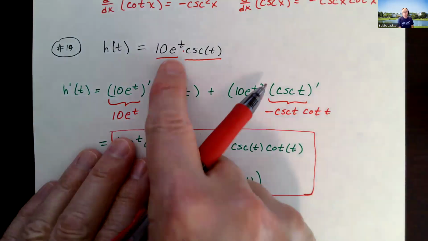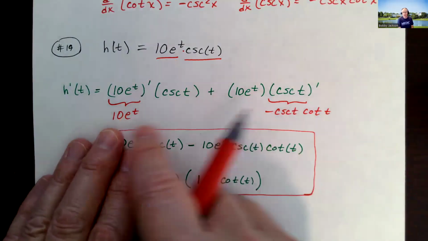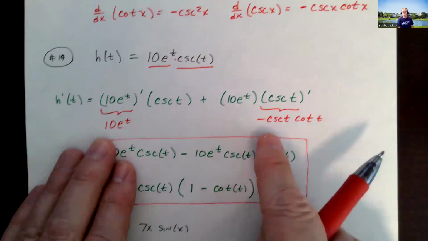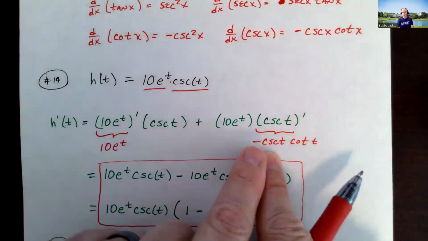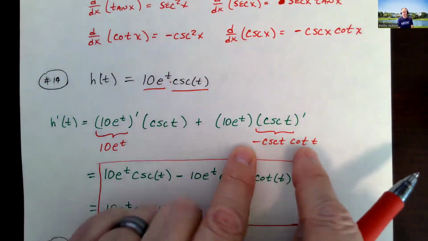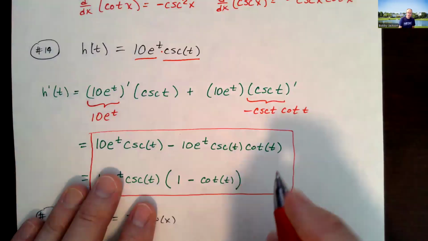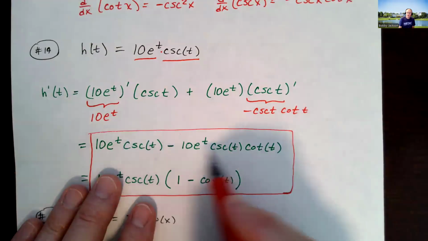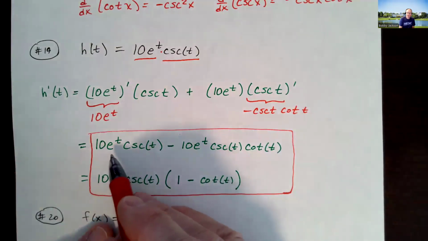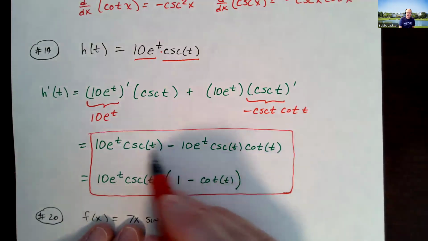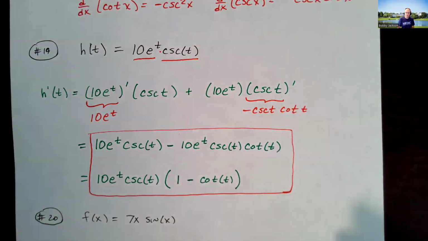Okay, so I take the derivative of the first function times the second plus the first times the derivative of the second. So the derivative of the first is 10 e to the t. And as we set up here, the derivative of cosecant t, of course, replace x with t, is going to be negative cosecant t cotangent t. And then I can clean this up here and write my result this way. Notice there's a common factor of 10 e to the t cosecant t. I can factor that out, leaving 1 minus cotangent t.